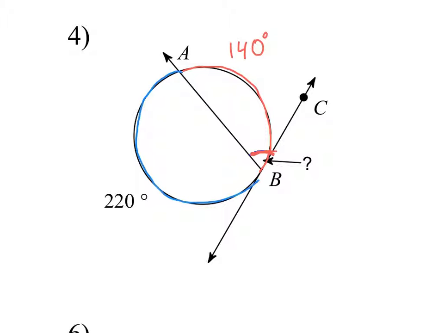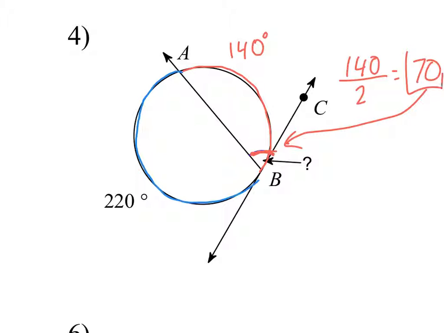And then we know that our angle is half that measure. So our angle is half of 140. And 140 divided by 2 is 70. So this angle measure right there is 70 degrees.